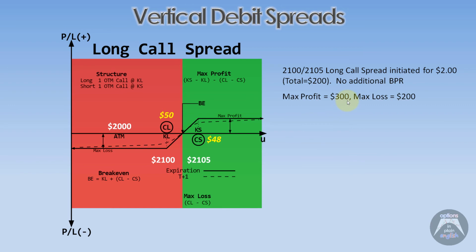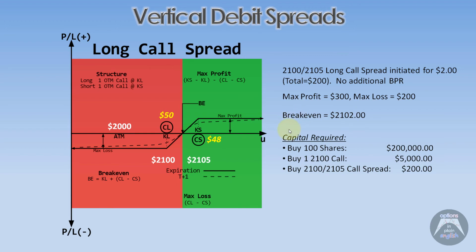Max profit is going to be $300 because it's going to be the width of the spread, which is $5, minus whatever I paid for it, which is $2. So it's going to be a max profit of 3 times 100 shares per contract. It's going to be $300, max loss $200. Clearly defined. The break even is $2,102 because we have the 2 that we paid for this, and I have to be in the money at least by that amount before I start making money. So break even, $2,102.